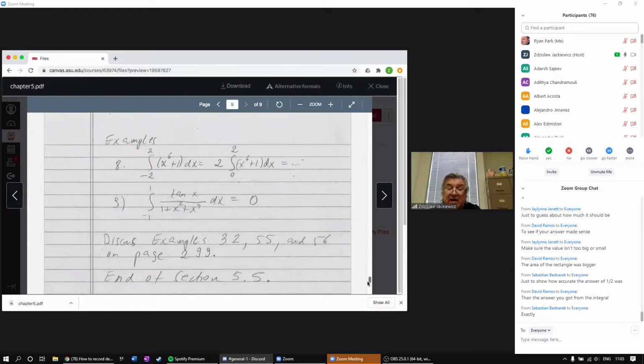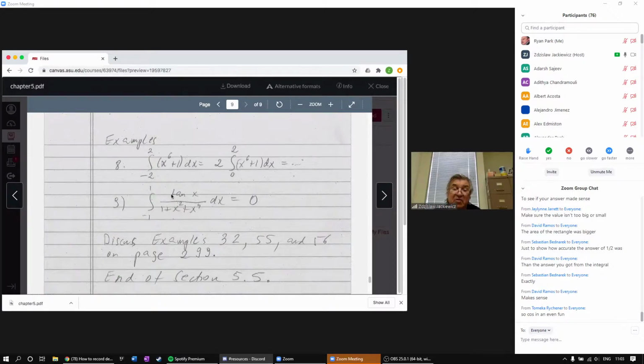But here are some examples. Integral from -2 to 2, so symmetric interval, of x to the power 6 plus 1 dx. You see that that's an even function, of course. So because that's an even function, you can compute from 0 to 2 and take it twice. So it's not finished, but of course, it's easier to compute this than this.